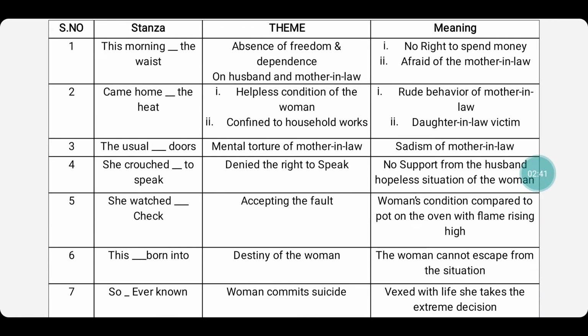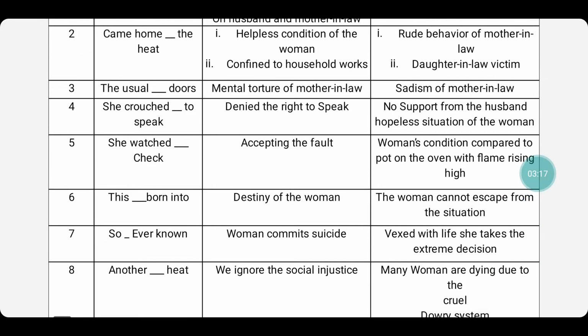Secondly, we come to the next stanza, "Came home to the heat". The theme of this stanza is the helpless condition of the woman, and she is confined to household works. Now you see that the woman comes straight away, she sits and chops the vegetables, and though the mother-in-law gives her such a sharp dark look, she is in no way reacting to it. So this shows the rude behavior of the mother-in-law, and the daughter-in-law is a victim of the happenings of the house.